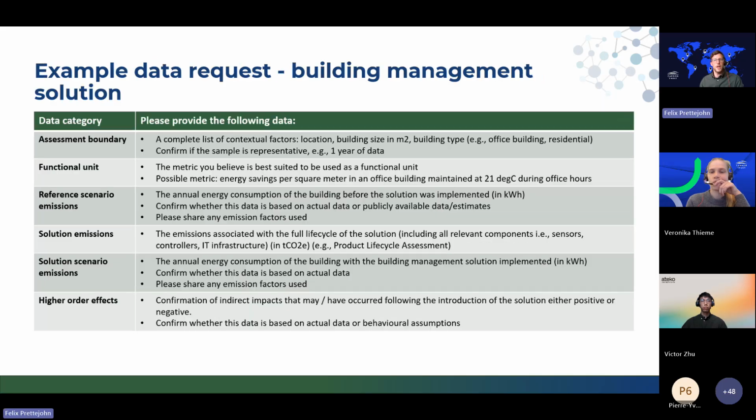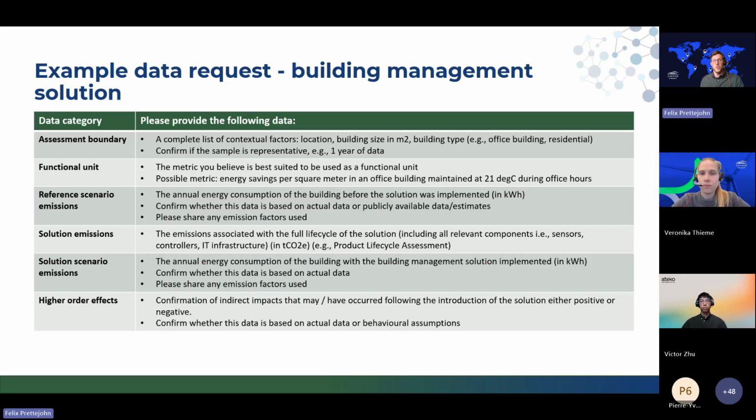So to go through that as an example, we're going to ask about the assessment boundary. So in the example of the building management solution, we want to consider the location of the building, what's its size, what's the building type, and what we want to understand is the boundary and is the data going to be relevant. So if we're doing a building management system, obviously seasonal variation will occur. So are we collecting 1 year of data? Is that the boundary, or are we doing 1 month, which would be less representative?